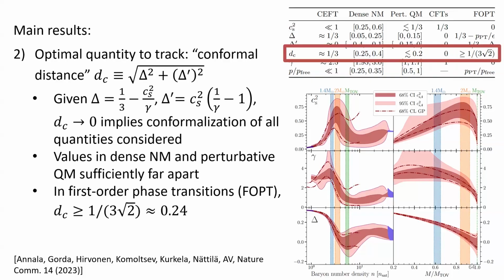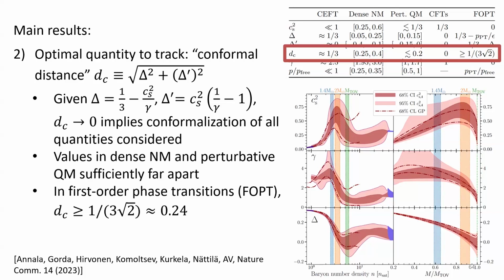We spent some time trying to decide if we could come up with one quantity that would really track how the system conformalizes, and we ended up choosing something that we call a conformal distance, DC, which is the square root of delta squared, the normalized trace anomaly squared, plus delta prime squared, which has the nice property that if this DC goes to 0, then it forces all quantities that we are tracking to go to their conformal limits. So gamma has to go to unity, c_s^2 has to go to 1/3, and both delta and delta prime have to go to 0 if this DC vanishes.